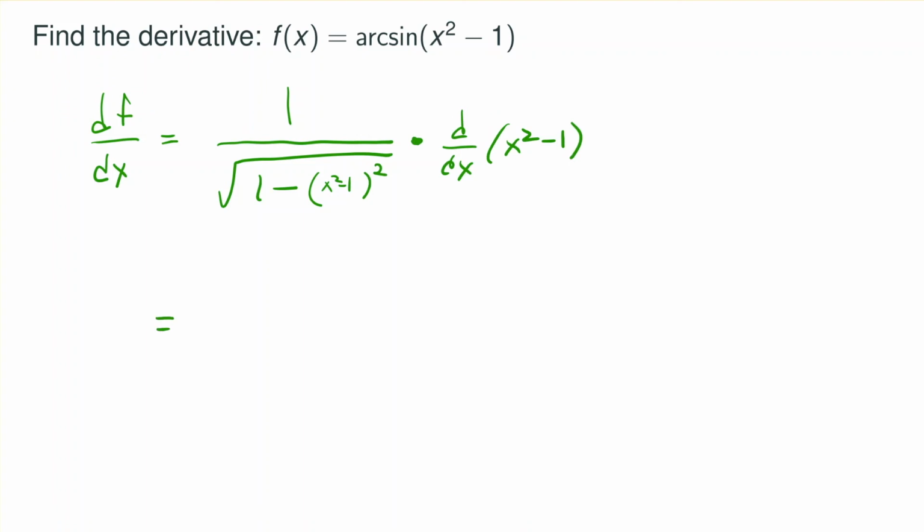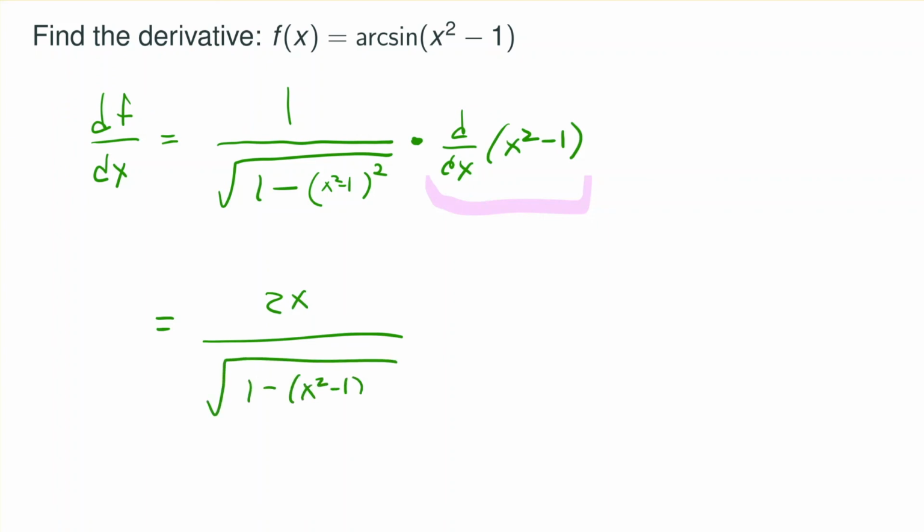So when we take the derivative of this right here, we get 2x by power rule. So our final answer is 2x over square root of 1 minus x squared minus 1 square. So this right here is the derivative of arc sine of x squared minus 1.